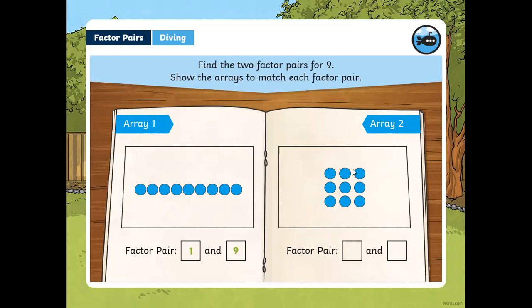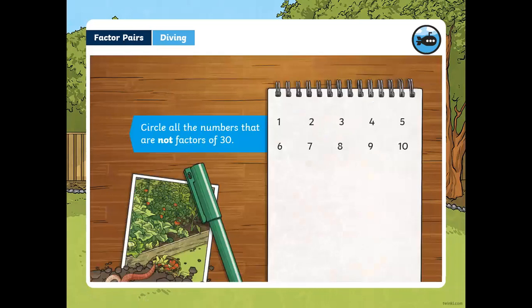And if this is also 9, what would be the factor pair here? 3 and 3. Okay, 3 and 3. Good. All right, so now circle all the numbers.